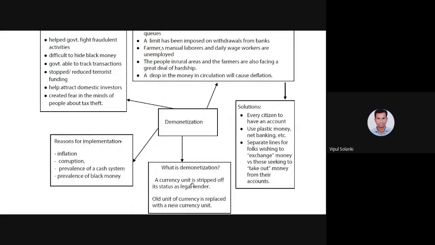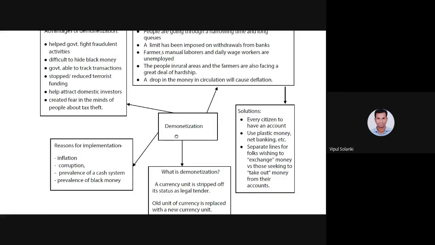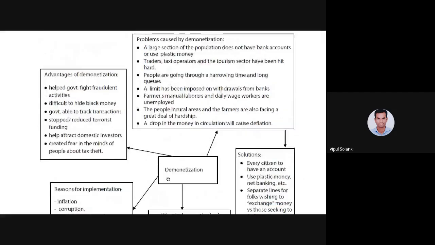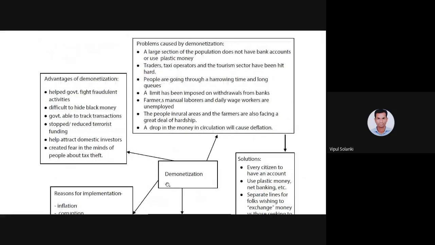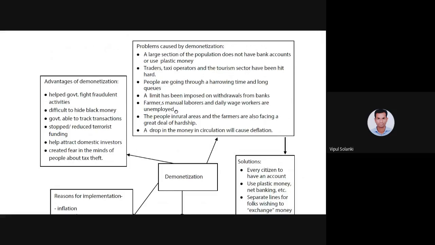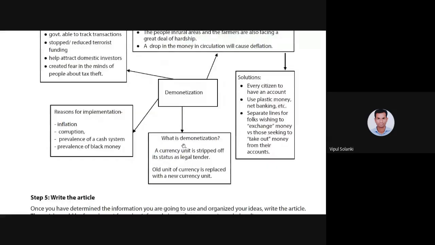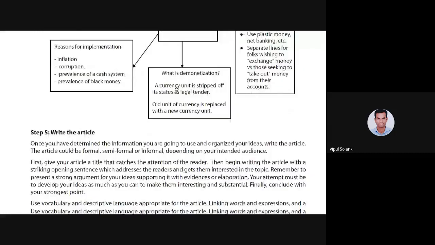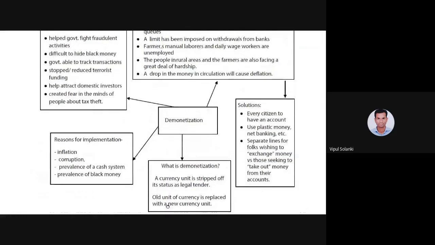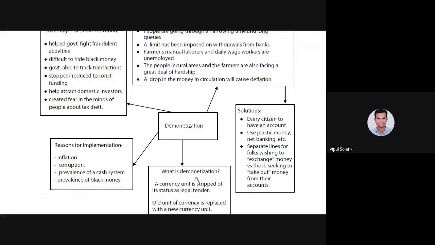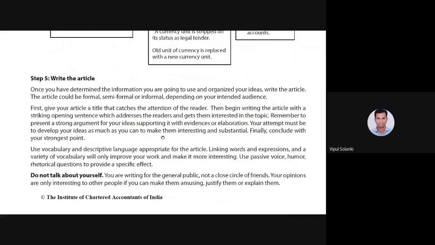For example, the first point should be what is demonetization. Then reasons for implementation should be second. Then advantages of demonetization, problems caused by demonetization, and lastly solutions. Right. So once you organize your topics in such a systematic way, then you start writing your article.